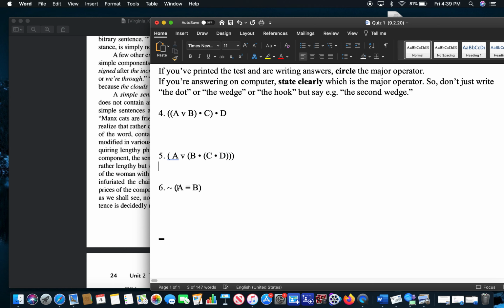Similarly, 6, okay, where mistakes were made, it was in number 6 here. That's where most points were lost in this part 2. So remember the negation rule. You've got a negation at the start of the formula here. So the question is, what is being negated? What formula is being negated?